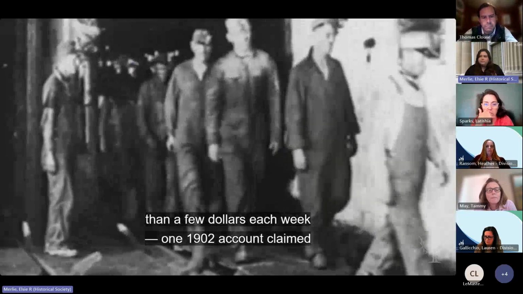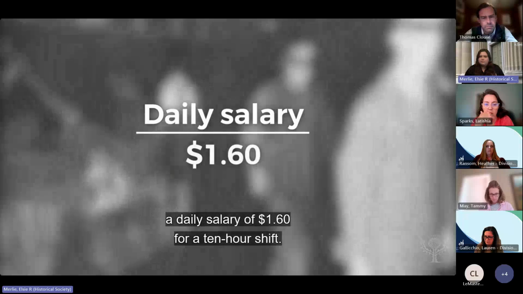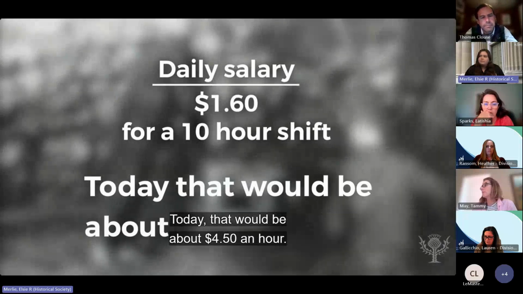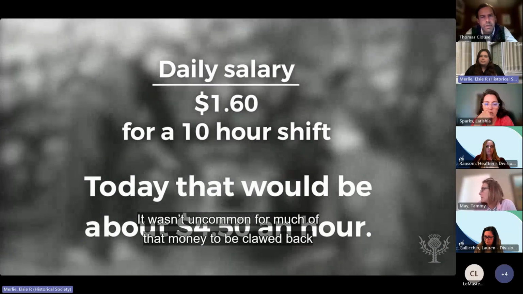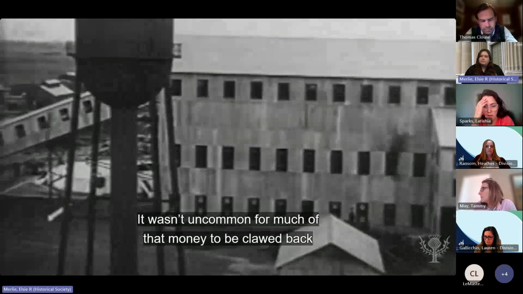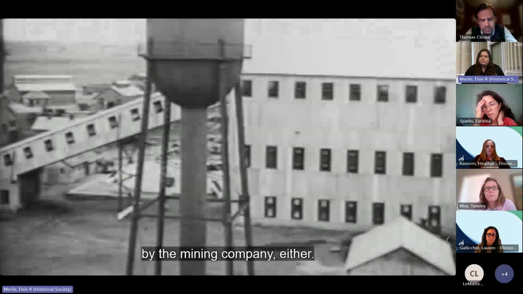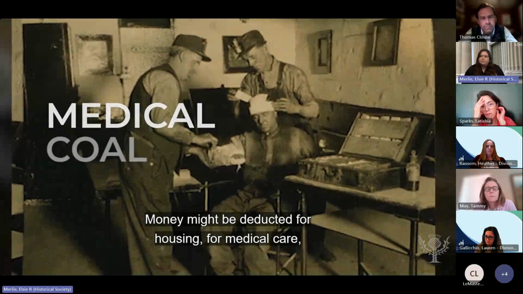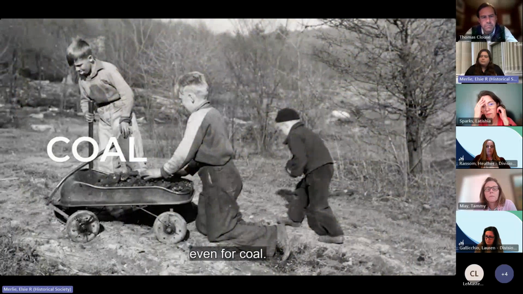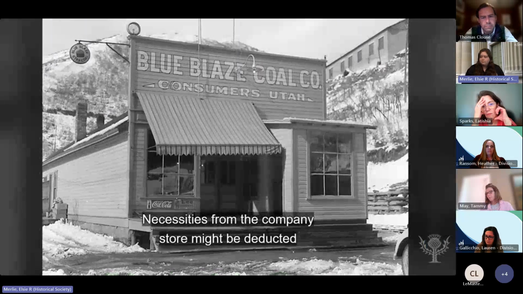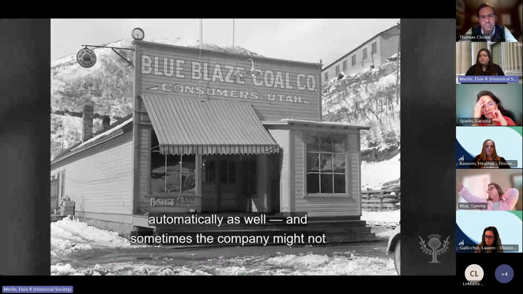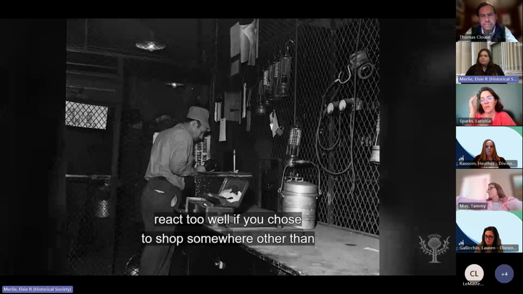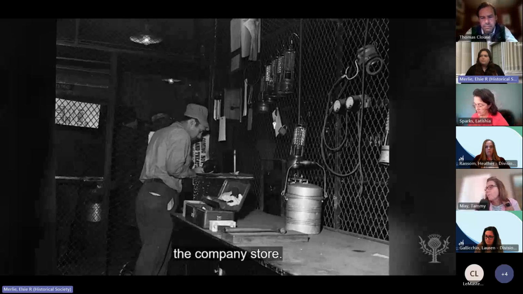One 1902 account claimed a daily salary of $1.60 for a 10-hour shift. Today, that would be about $4.50 an hour. It wasn't uncommon for much of that money to be clawed back by the mining company either. Money might be deducted for housing, for medical care, even for coal. Necessities from the company's store might be deducted automatically as well, and sometimes the company might not react too well if you chose to shop somewhere other than the company's store.